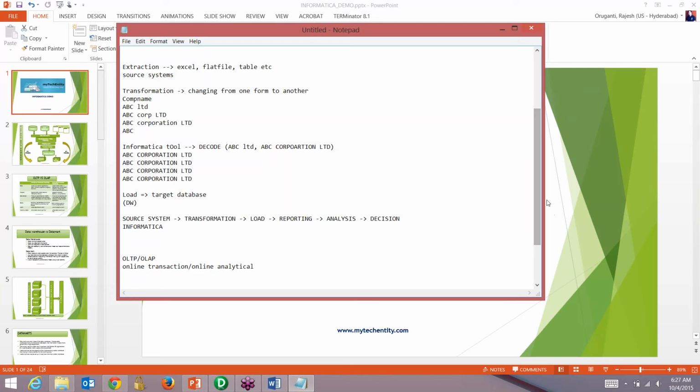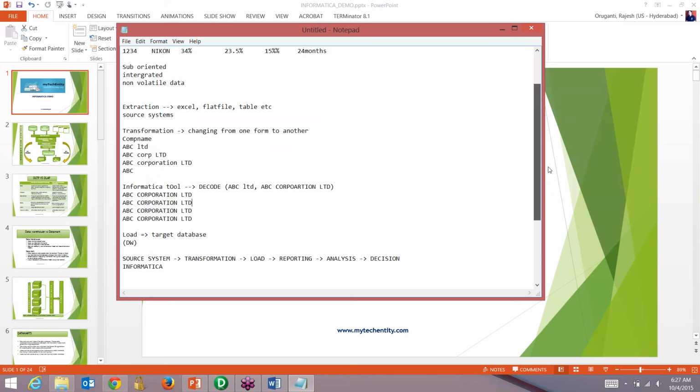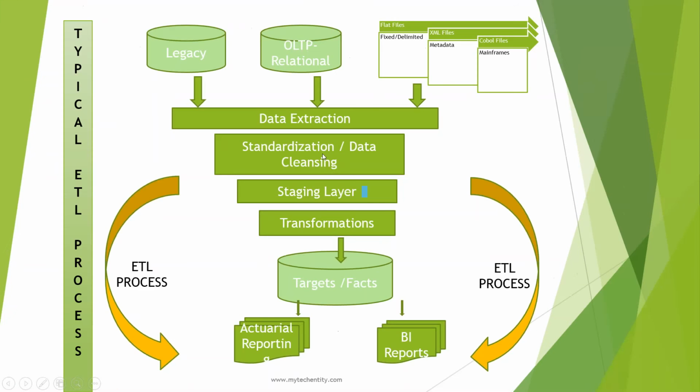Right, so that is about the ETL system. If you see the Informatica architecture, there are OLTP systems and flat files, XML, global, flat file. This is the source, and we extract the data and we standardize. Standardize in the sense we eliminate any kind of data issues with respect to formatting, spaces or any kind of junk data. We clean the data first before loading into the staging layer.